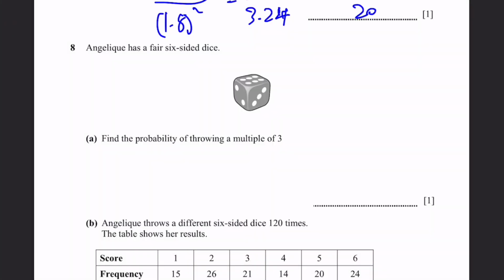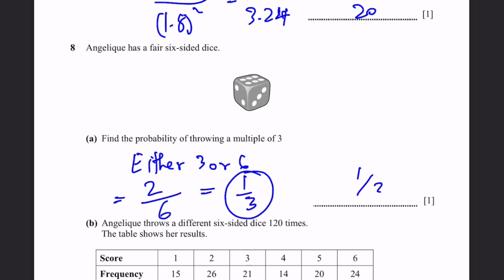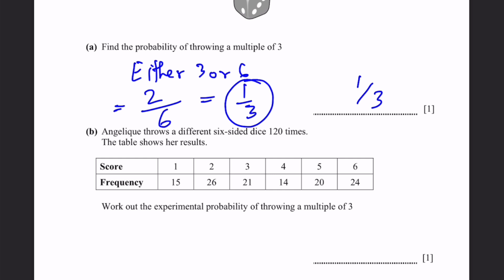Angelique has a fair 6-sided dice. Find the probability of throwing a multiple of 3. That'll be either 3 or 6, because a 6-sided dice contains numbers from 1 to 6. So that'll be 2 numbers out of a total of 6 options, which is 1 by 3. That's the answer.